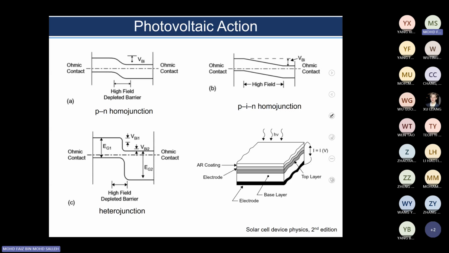Okay, I think I stop at absorption. Next week, we will start on the photovoltaic action. How can we separate the free electrons and free holes? Until here, any question?